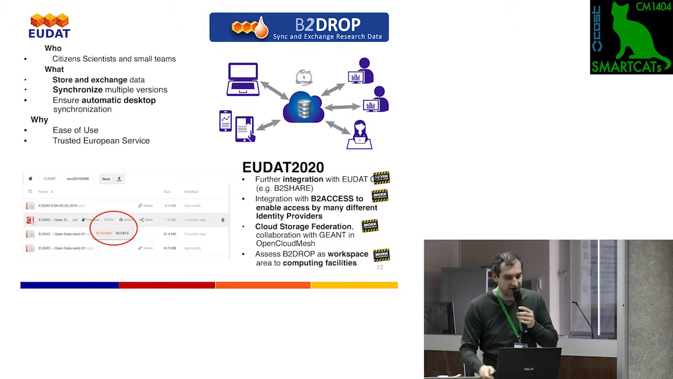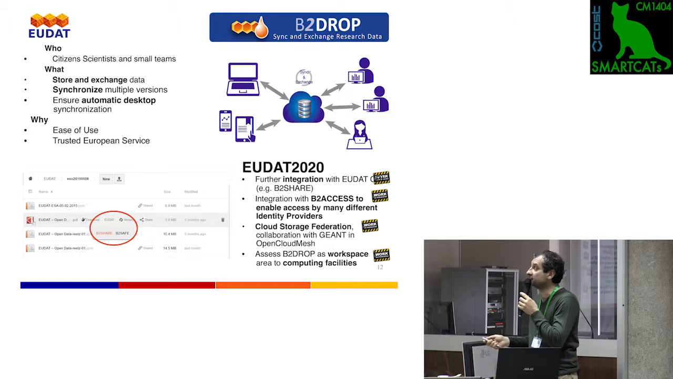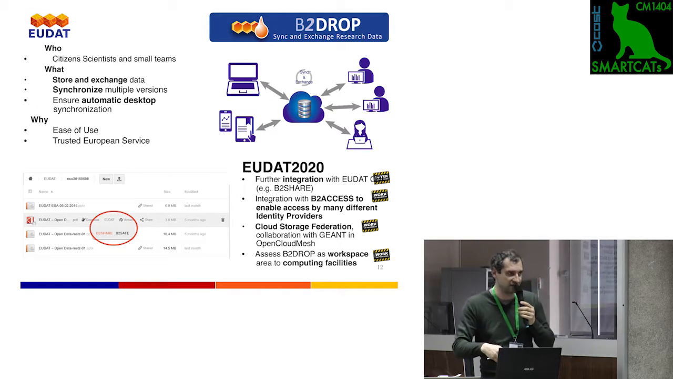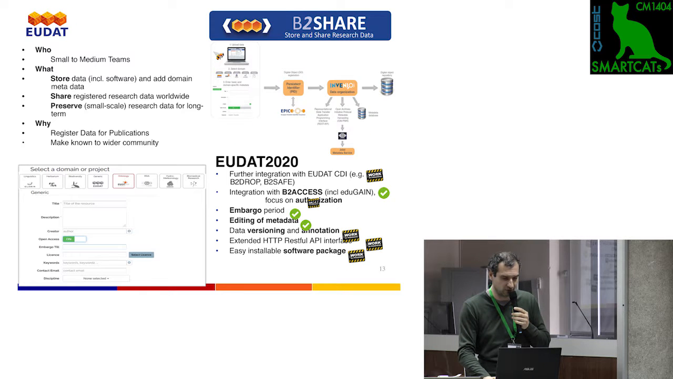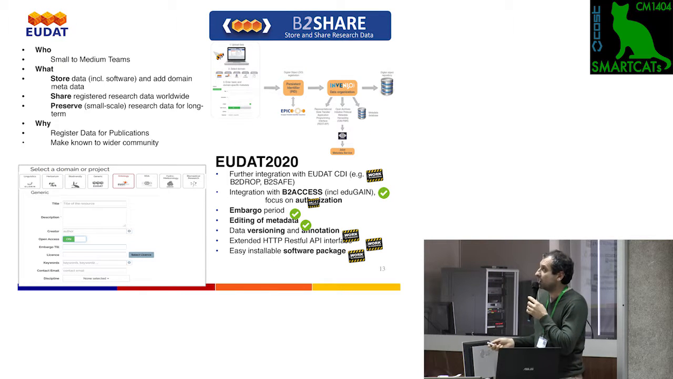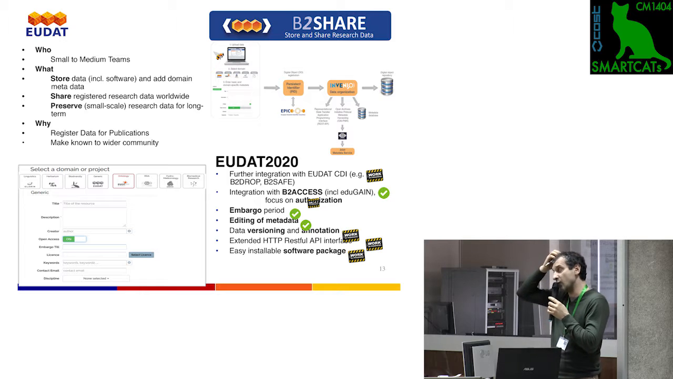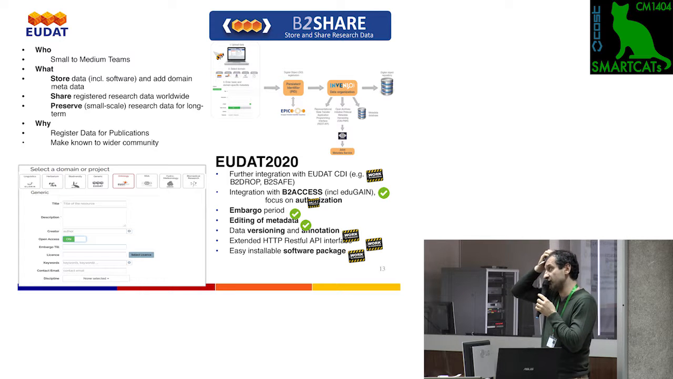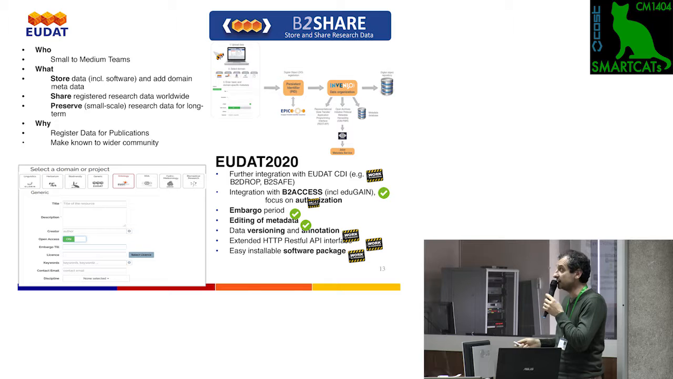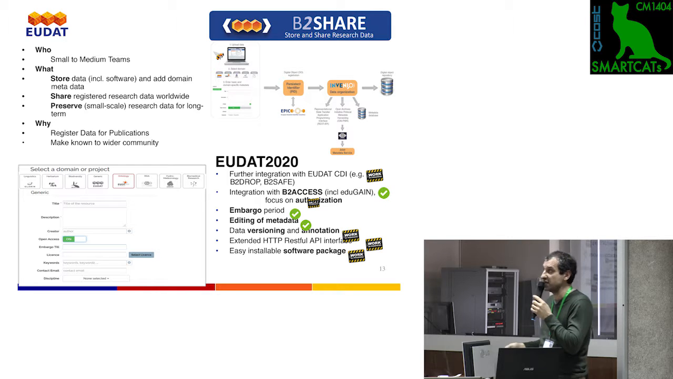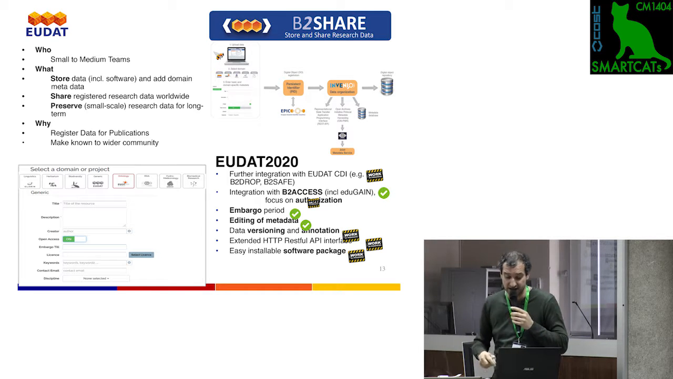And so, very fast, B2Drop is a sync and exchange service for research, a Dropbox inside the EUDAT infrastructure. And B2Share is one of the core services. It is very important in the context of EUDAT, and by it you can store and share your research. And of course, you have the possibility to introduce metadata inside your data.